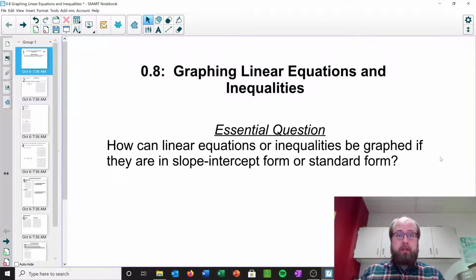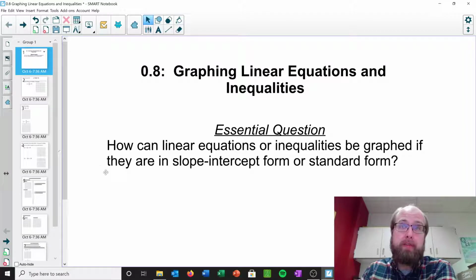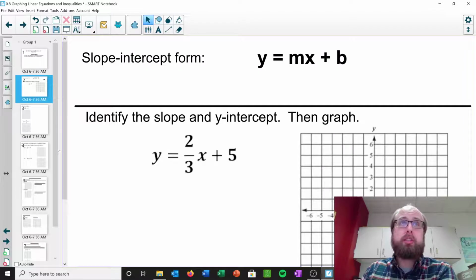Hello, Algebra 2 students. Today we are going to be moving on to 0.8, which is on graphing linear equations and inequalities. So our essential question, really simply, is how can linear equations and inequalities be graphed if they are in slope-intercept form or standard form? There's a couple different ways we're going to see this. So let's jump into it.